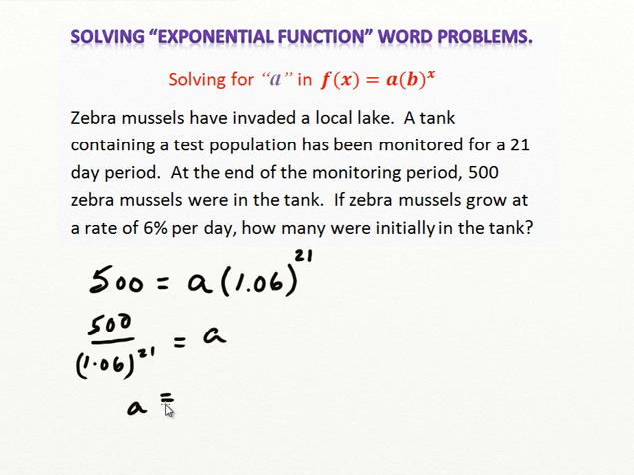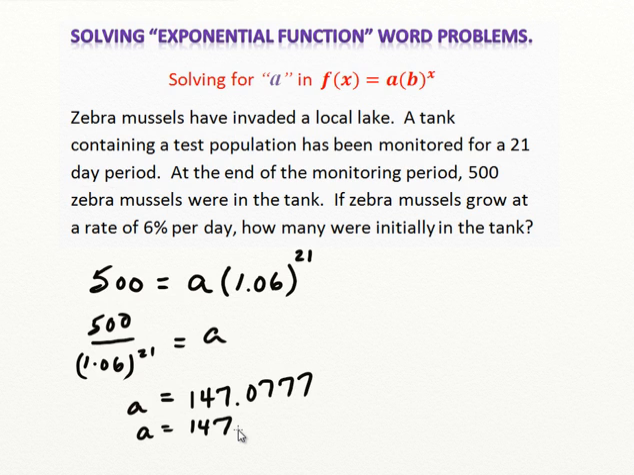On your calculator, if you just plug that in, you'll see that A is 147.0777. So we can see that initially there were about 147 zebra mussels present. Okay, so pretty easy. We're just isolating for the value of A.